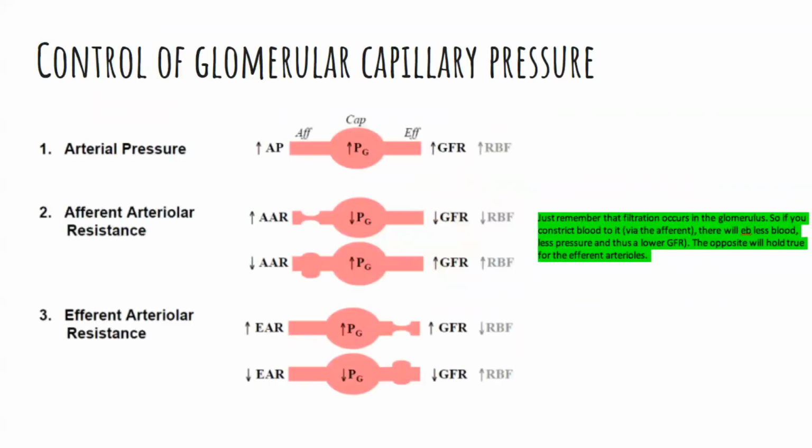Okay, so now we're talking about control of the pressure. So we've got afferent and we've got efferent. And really the easiest way to think about this is just to think about it as a straight line and a pump. So if you increase the diameter of the afferent, your rate will increase because more blood is going in. If your afferent stays the same, but your efferent increases, then the GFR will decrease because you're having a lower pressure on one side and less blood going in. So really, all you're thinking about is if you're constricting blood to it, there's going to be less blood and less pressure, and then the opposite will hold true.